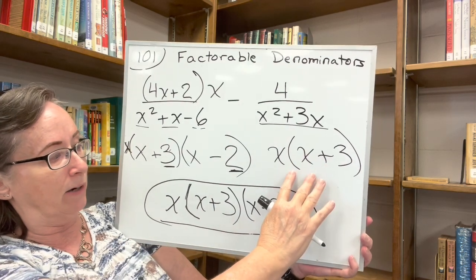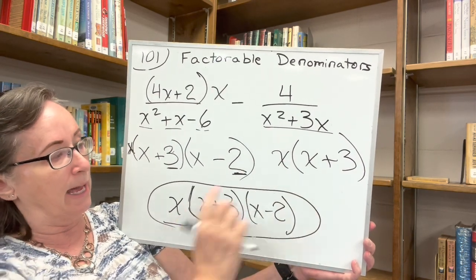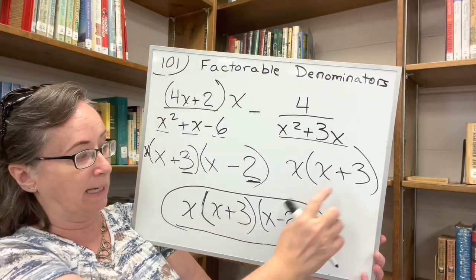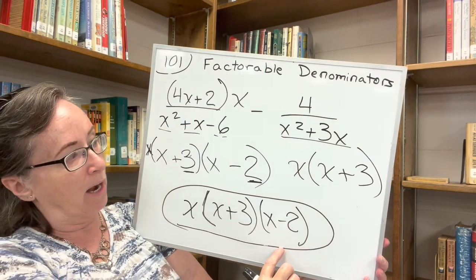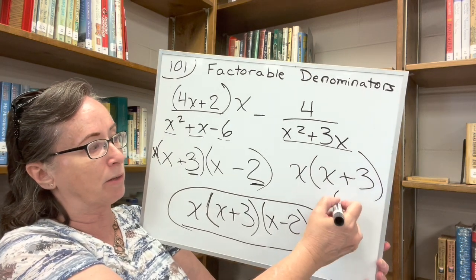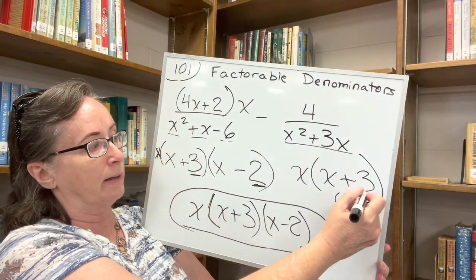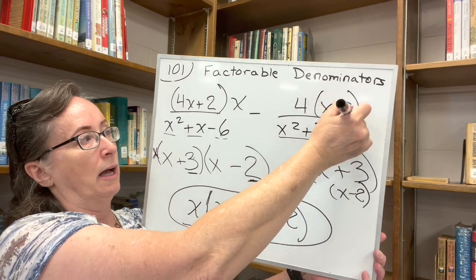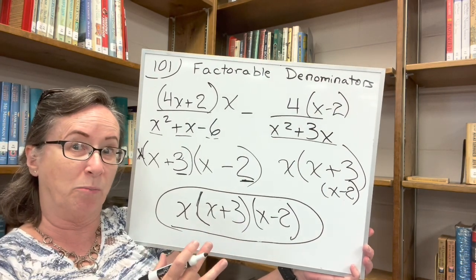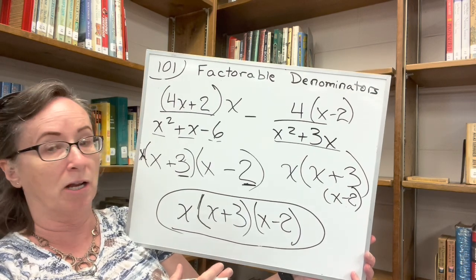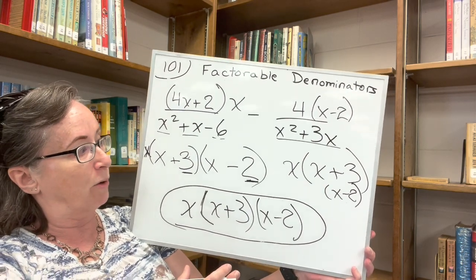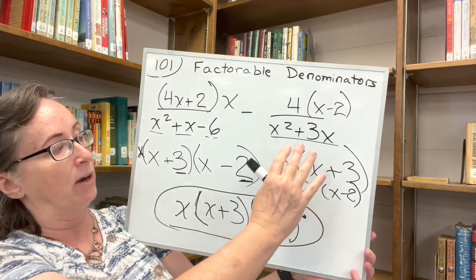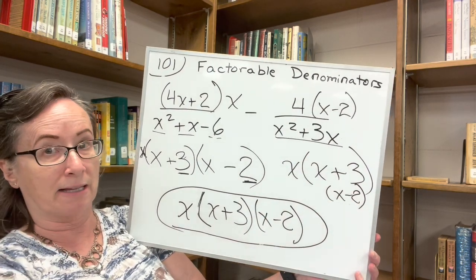So then I look over here, and I have an x and an x, and an x plus 3 and an x plus 3. What this one is missing is an x minus 2. All right, so I don't have a lot of room, so I'm just going to throw x minus 2 down here and x minus 2 up there. Remember, I always have to multiply the numerator and the denominator by the same non-zero quantity. So now I have this one matching the least common denominator and this one matching the least common denominator.